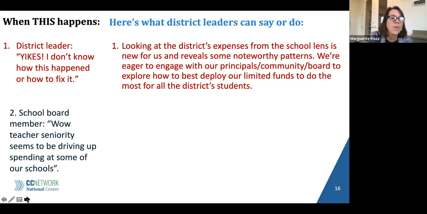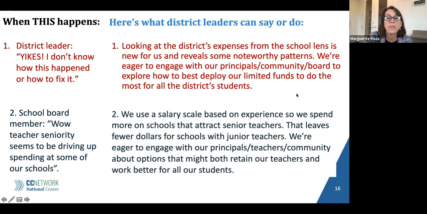Here's another one: teacher seniority seems to be driving up spending. No one wants to say that necessarily out loud, but you can. We use a salary scale based on experience, so we're spending more on schools that attract senior teachers. Sometimes just explaining it is the best reaction. That leaves fewer dollars for schools with junior teachers. So we want to engage with our principals and our teachers and our community about options that might both retain our teachers and work better for all of our students. You don't have to have an answer. You can say, we're going to dig in. We've got to work on this whole thing.